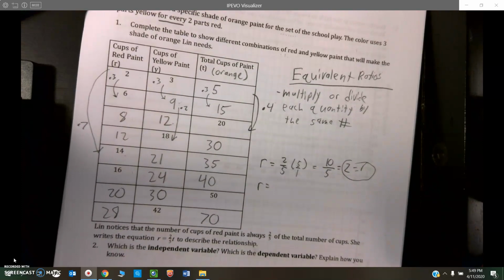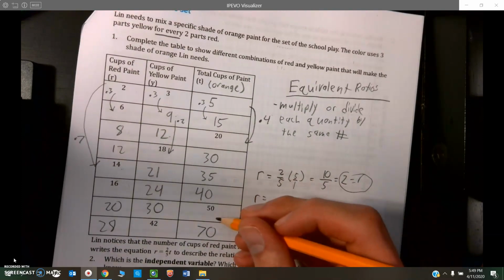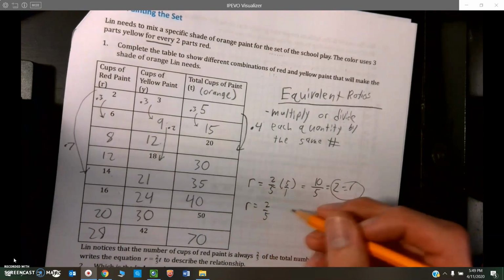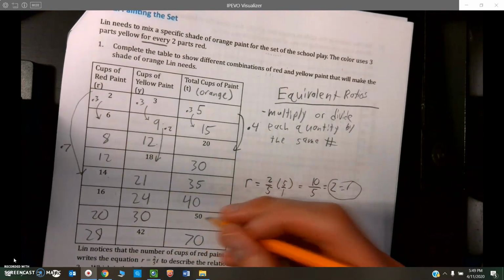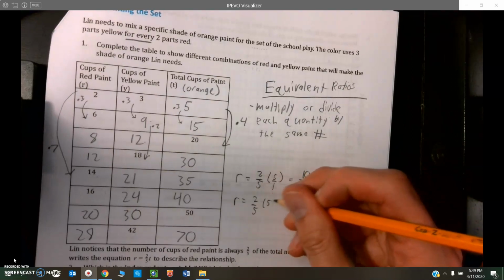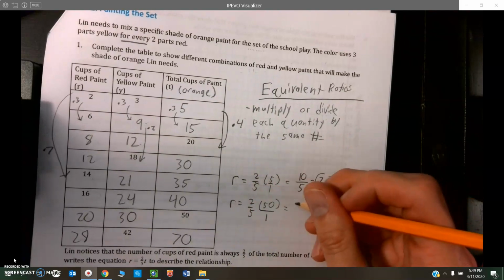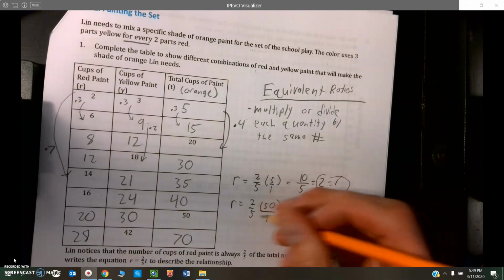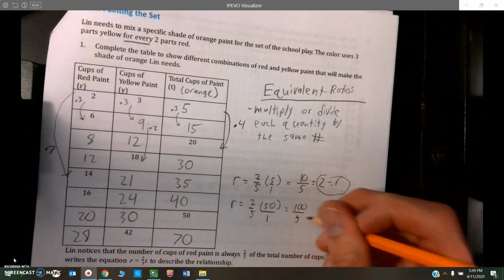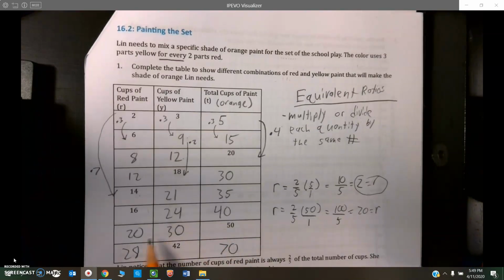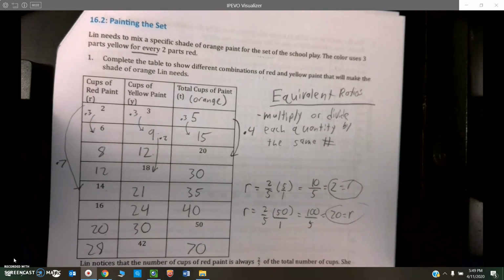Let's do 50. So once again, the red paint should be 2/5 of the total of my recipe. Turn this over 1. Multiply across. 2 times 50 is 100. 5 times 1 is 5. And we get 20 equals R. And did I see that I used 20 cups of red for 50 total? I did. So she's right. This equation works.